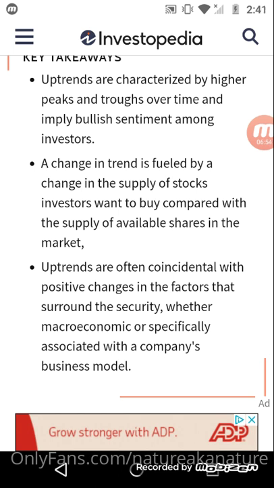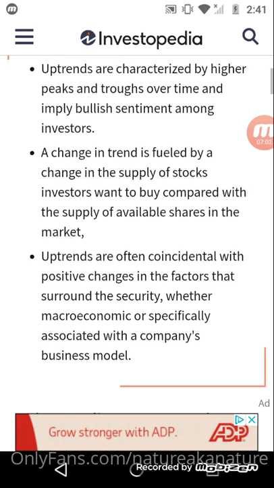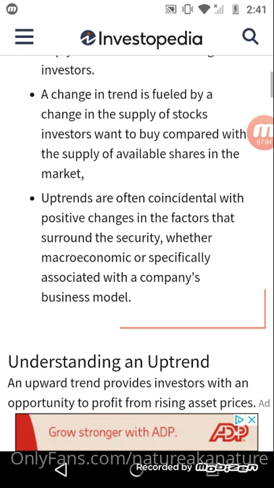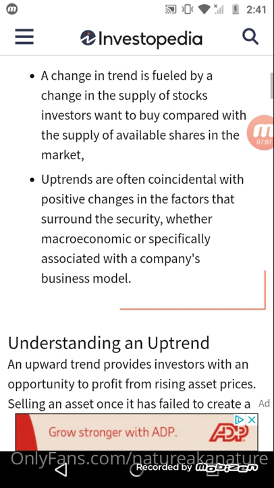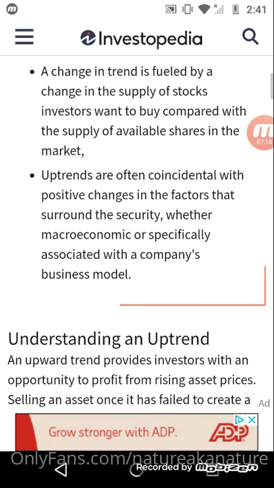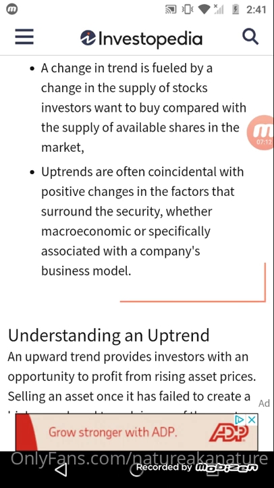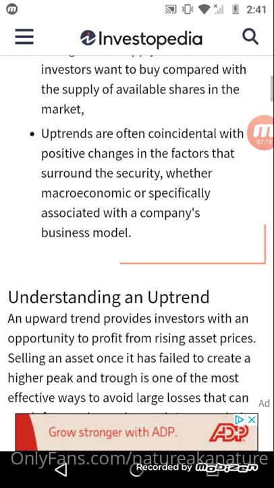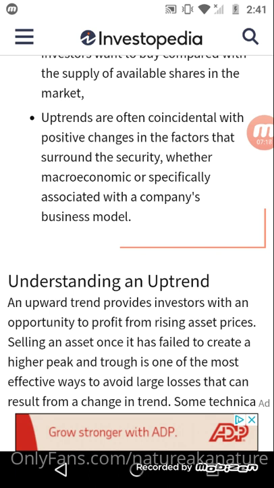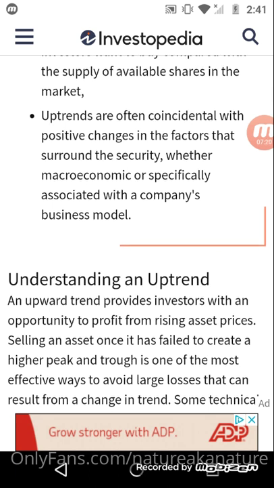sentiment among investors. So a change in trends is fueled by a change in supply of stocks. Investors want to buy. So an uptrend is for buyers. The downtrend is for sellers. So compared with supplies of available shares in the market, uptrends are often consistent with changes in factors, whether they're economic or specifically associated with the company's business model. So understanding uptrends, an uptrend provides investors with opportunities to profit from rising asset prices.